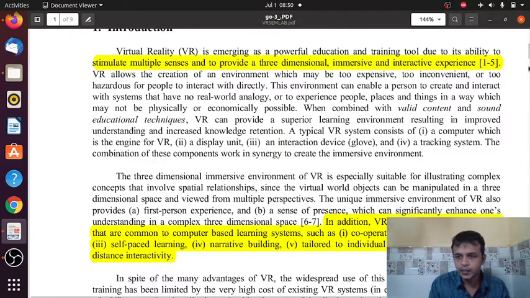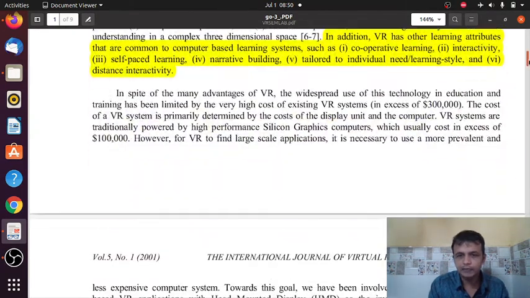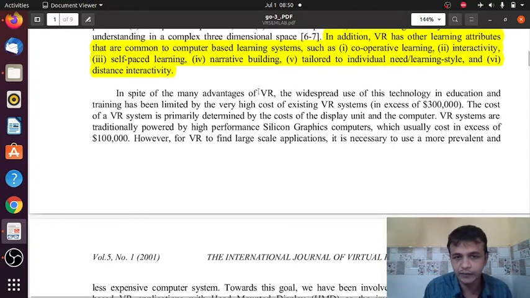And the other advantages that can be provided by virtual reality are cooperative learning, interactivity, self-paced learning, narrative building, personalization, tailored to individual need or learning style, and distance interactivity. So my focus is on creating a personalized virtual reality environment for the learners or users to interact. So this is my focus.